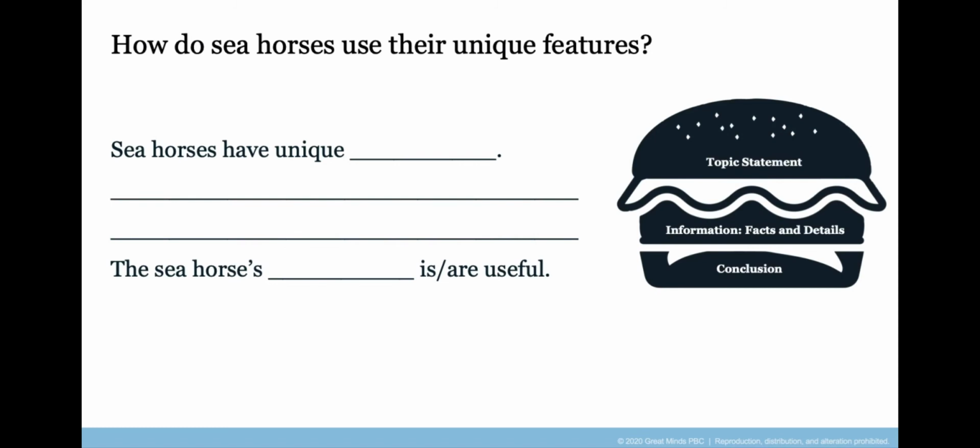All right. Then you'll add your details about tails and you'll write your conclusion. And here's a sentence frame you can use to write your conclusion. The seahorse's blank is or are useful. So if you're writing about the seahorse's tail, you might say the seahorse's tail is useful. But if you're writing about the seahorse's eyes, you'd say the seahorse's eyes are useful.